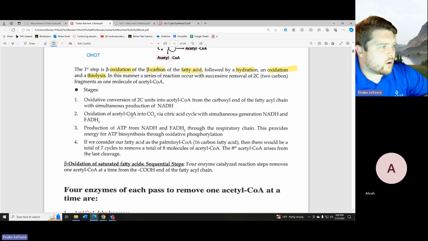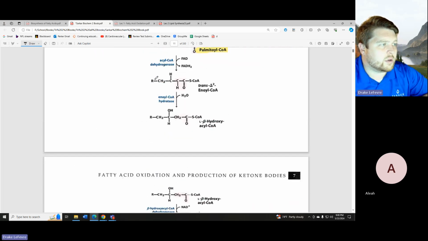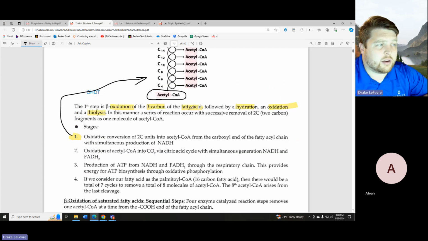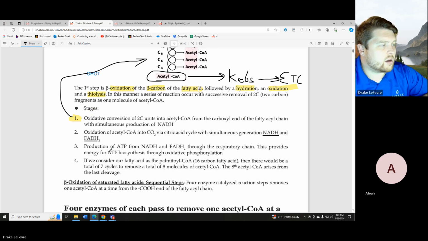The second stage, oxidation of acetyl-CoA into CO2 via the citric acid cycle with generation of NADH and FADH2. So this is looking back a little bit more big picture. So this first part, step 1, is just referring to the actual beta oxidation part, where we have beta oxidation happen. We get acetyl-CoA, and then we remember from Biochem 1, acetyl-CoA goes into the Krebs cycle. So stage 2, that's our Krebs cycle. We get NADH and FADH2 out of the Krebs cycle. And then from there, it goes to the electron transport chain, where we get the making of ATP from the two of them through the electron transport chain.